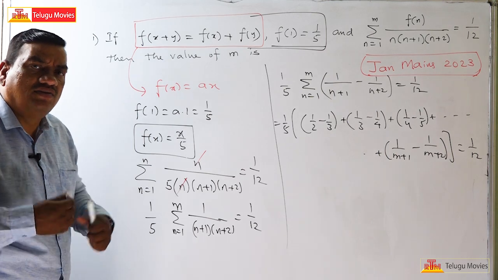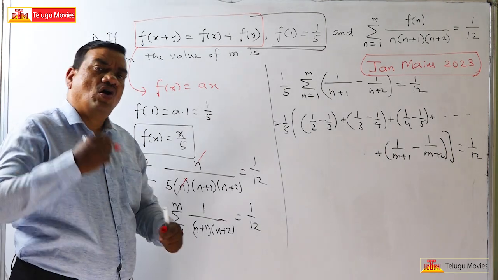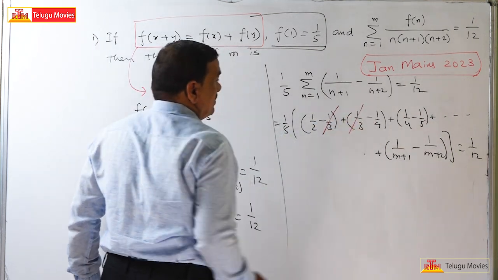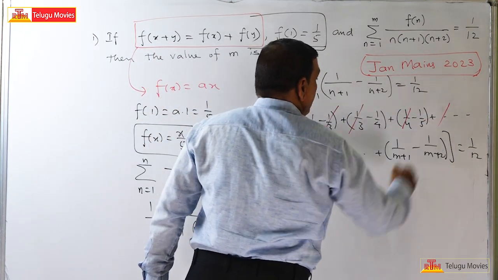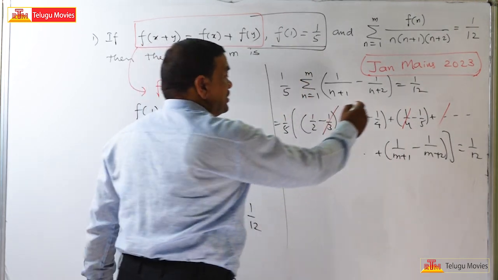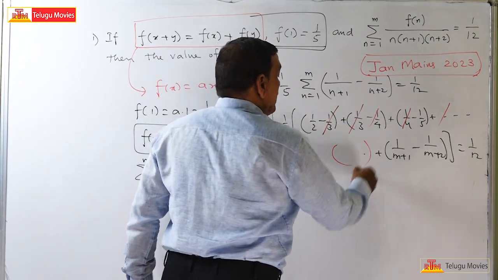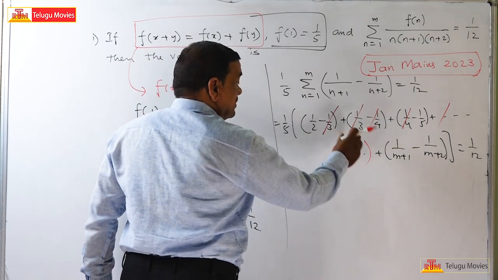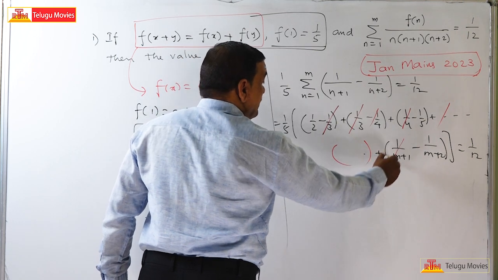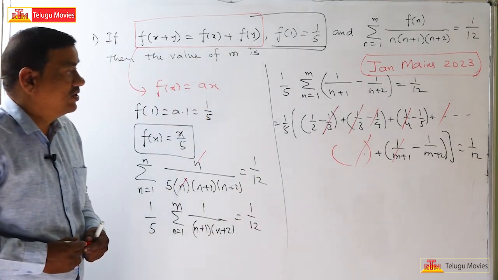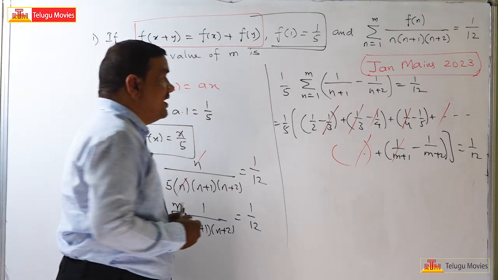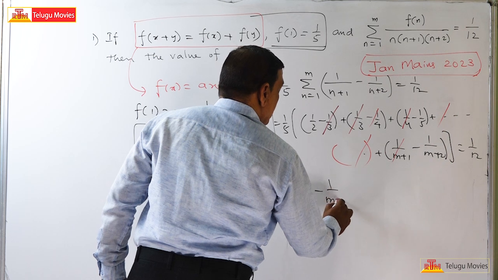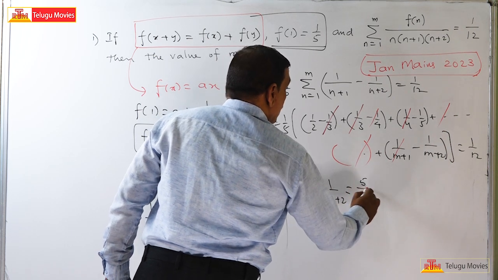Clearly in this type of expression, cancellation always takes place. See here, minus 1 by 3 plus 1 by 3, minus 1 by 4 plus 1 by 4, like that. So all brackets will be cancelled. In these brackets, the second term is cancelled with the first term of the next. So what are the remaining terms? I will take the 5 to that side. 1 by 2 minus 1 by m plus 2 is equal to 5 by 12.